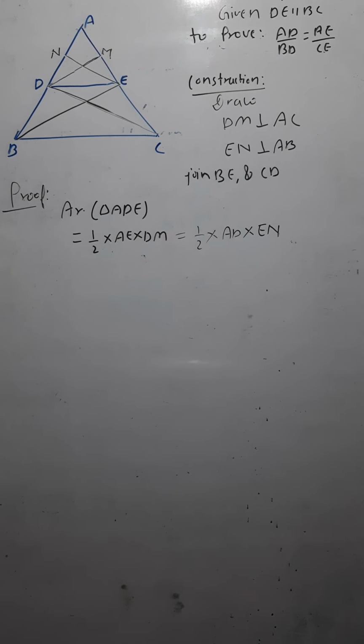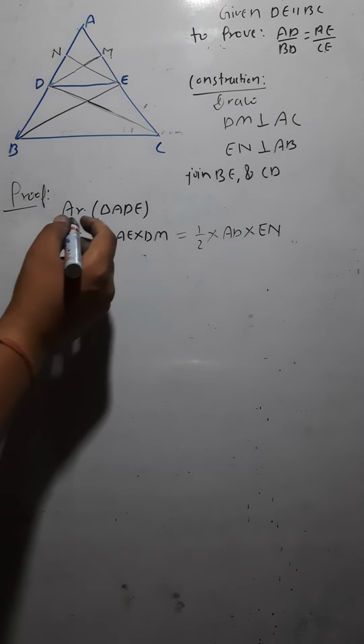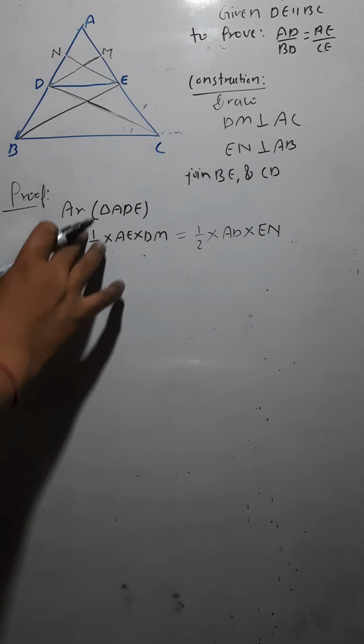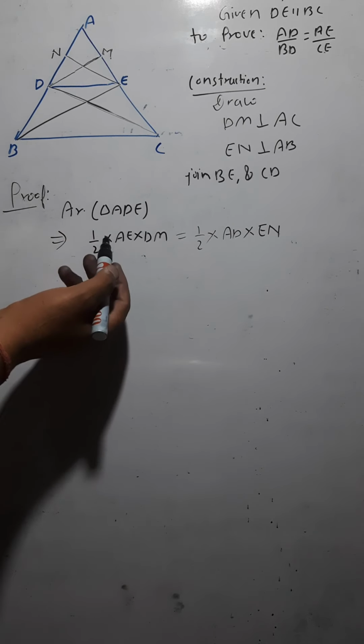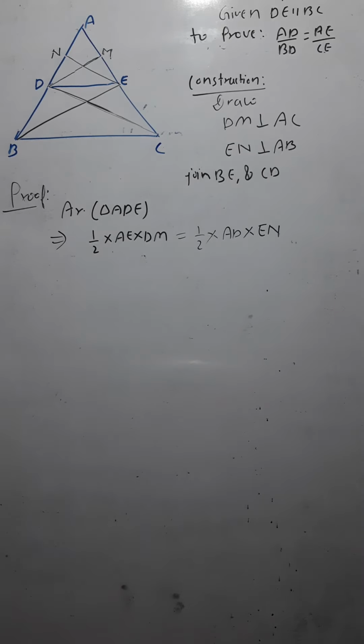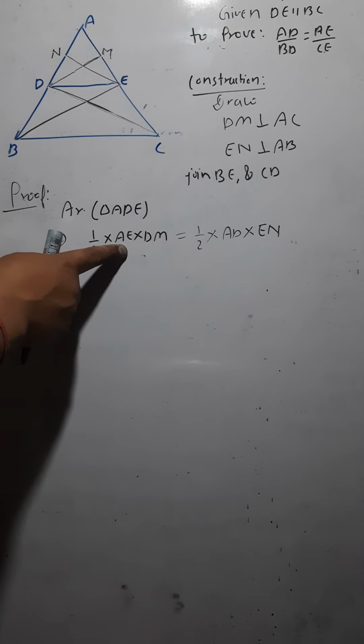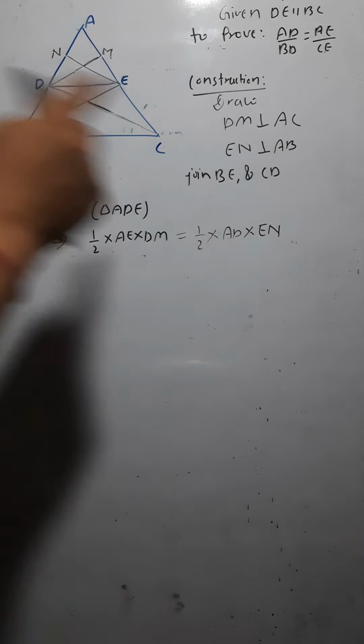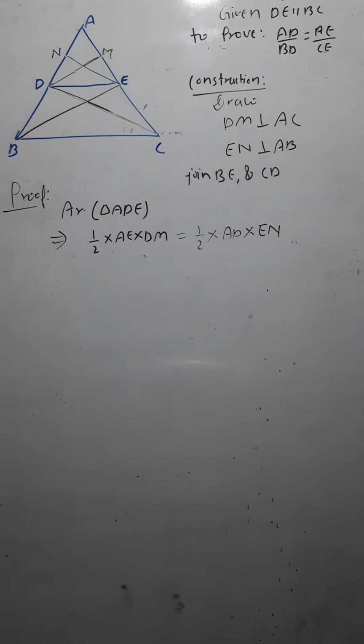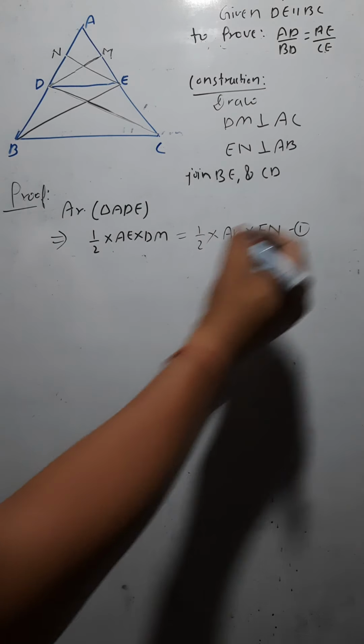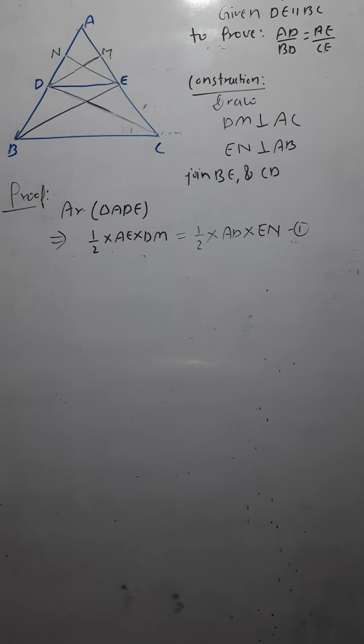Is it clear to you or not? Isn't it? So this is how I can find out the area of triangle ADE. With this, both the areas are equal, because this is the area of triangle ADE and this is also the area of the triangle ADE. So both are equal. Let's say this is equation number 1. Now let me move ahead and discuss these two triangles.